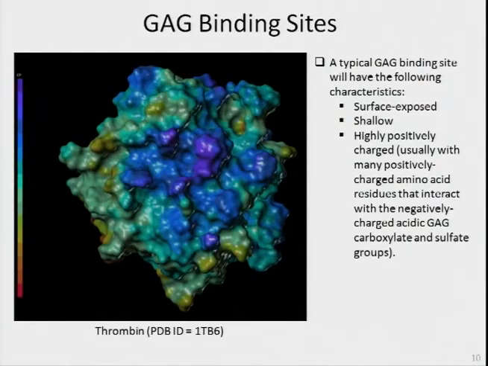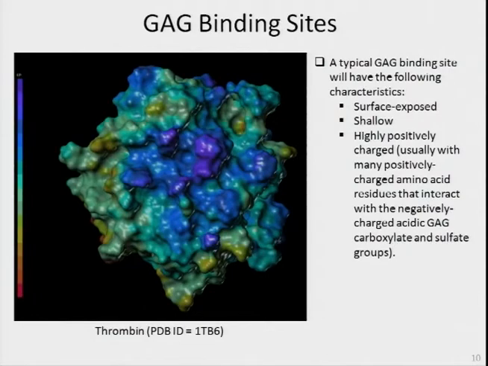This is a picture of thrombin and its anion binding exosite 2. This is just a regular surface that I drew around the thrombin molecule, and the colors refer to the electrostatic charge. The blue and purple regions refer to the positively charged regions, and the orange and red ones are the negatively charged regions. So you can see that there's a fairly extended group of basic residues here which will impart a very high positive charge to the binding site.